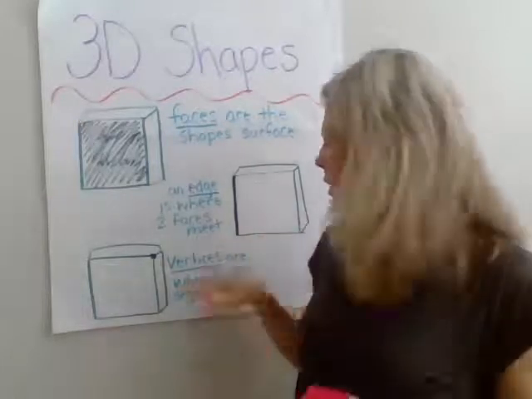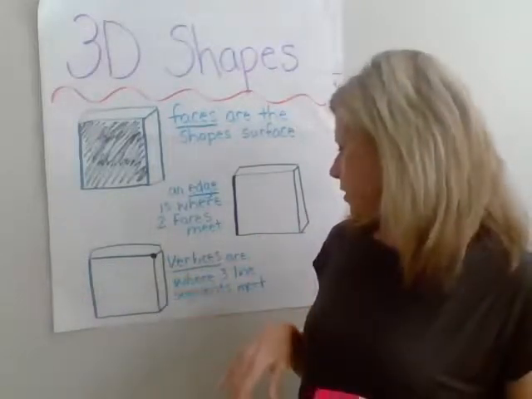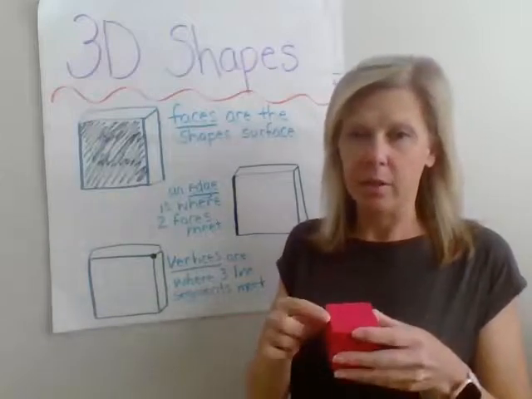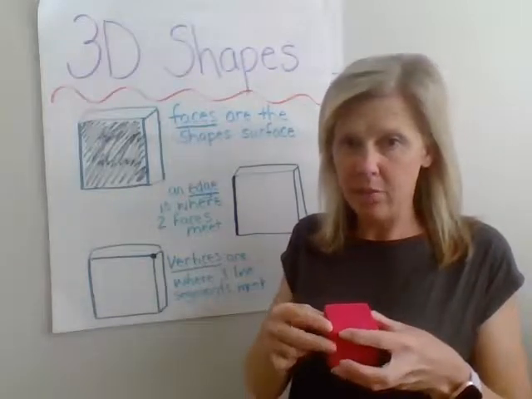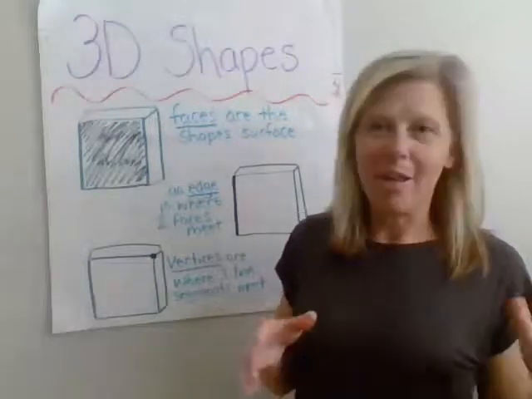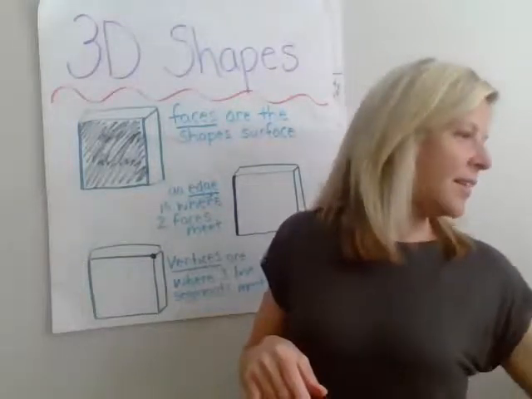is the edge. And then we're talking about vertices. Vertices are where the three line segments meet. 1, 2, and then 3 right here. So that point, it's like a point. So we're going to talk about edges, faces, and vertices.